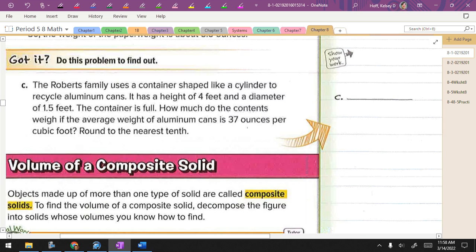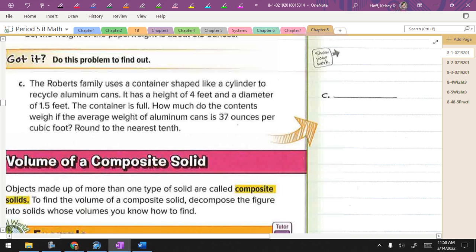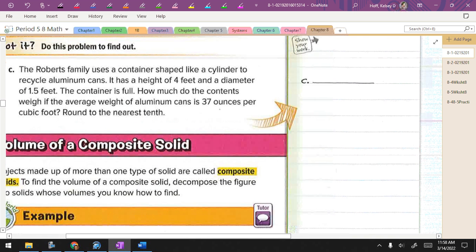The Roberts family uses a container shaped like a cylinder to recycle aluminum cans. It has a height of 4 feet and a diameter of 1.5 feet. The container is full. How much do the contents weigh if the average weight of aluminum cans is 37 ounces per cubic foot?